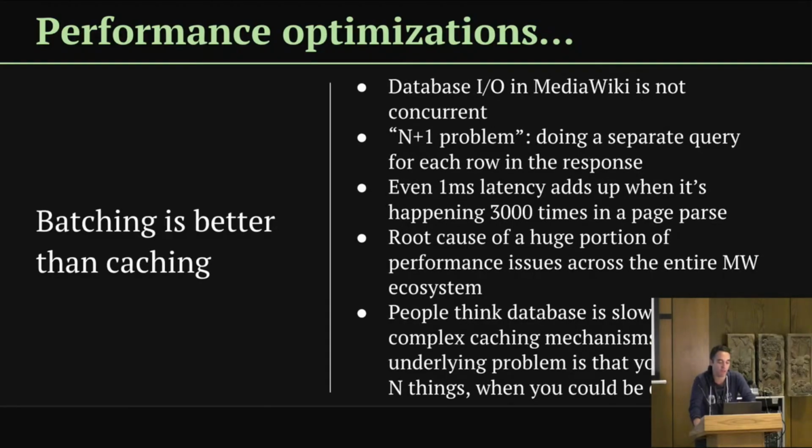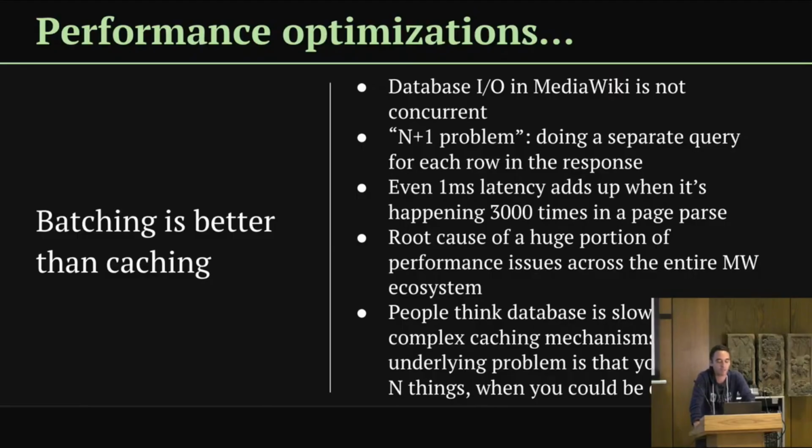Number 2, batching is better than caching. Database I/O in MediaWiki is not concurrent, which just means it can't do a bunch of things at once. If you need to make a bunch of queries in a row, it's going to go off and get one, come back, get the next one, come back, repeat 1,000 times.